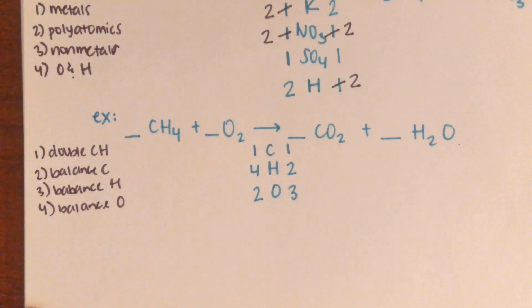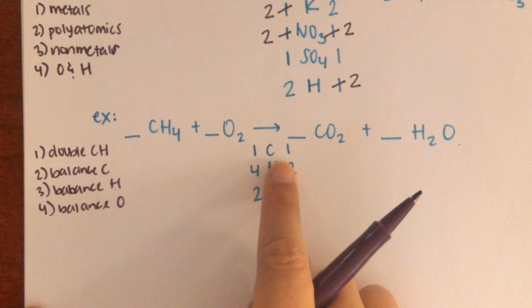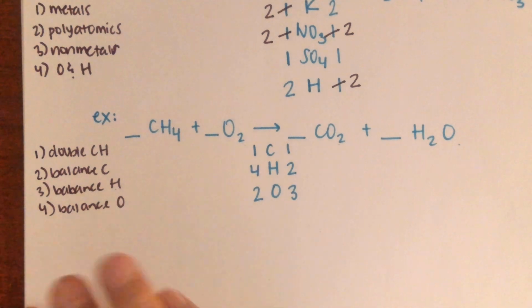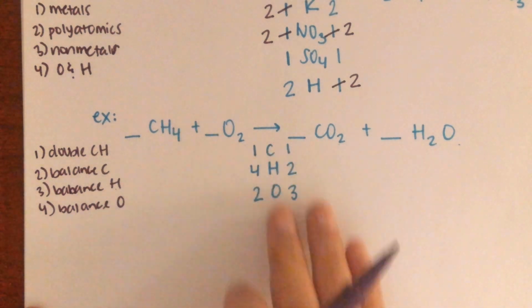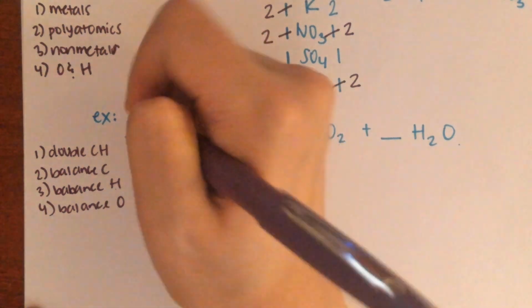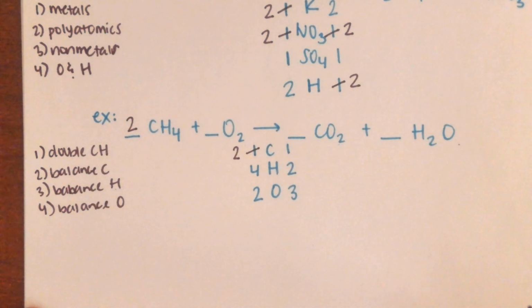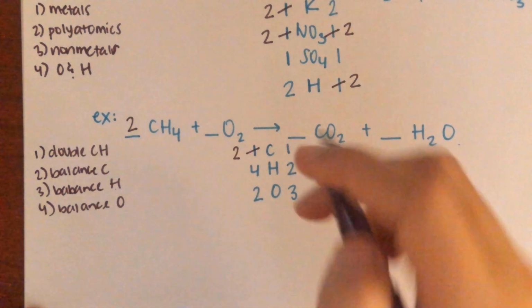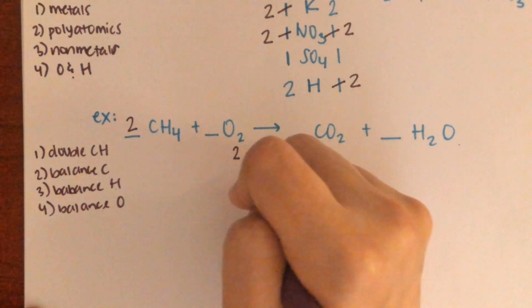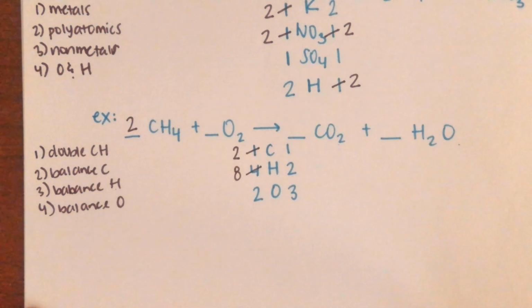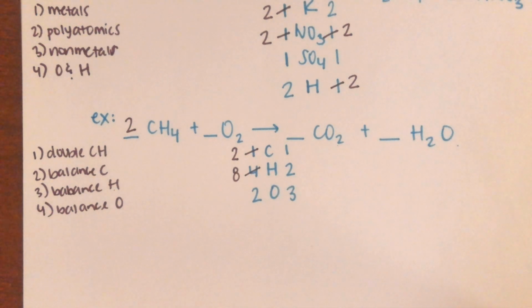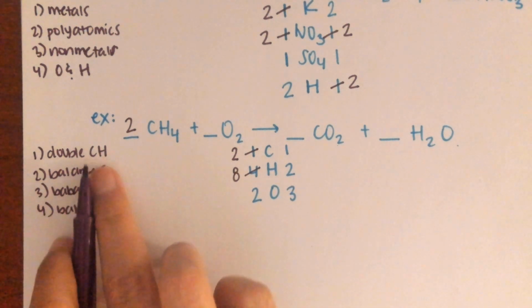Alright, so now I'm going to balance. Even if carbon is already balanced here in combustion, always just double it so that way hydrogen and oxygen can easily get balanced. So I'm just going to put a 2 on CH4, so that changed my carbon to 2. My hydrogen is now 8, 2 times 4, 8. And that's pretty much what the 2 did. So I just did that first step.